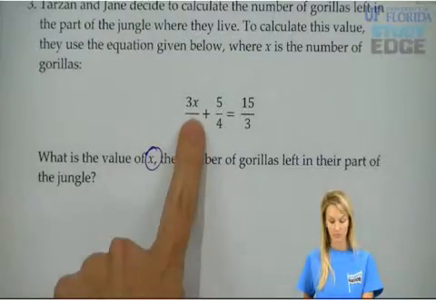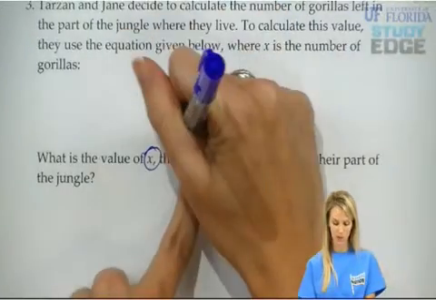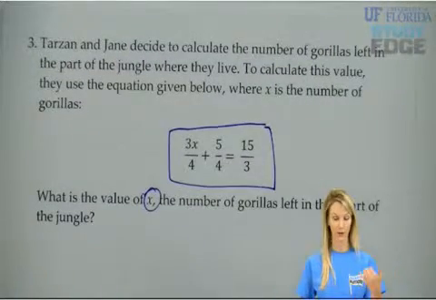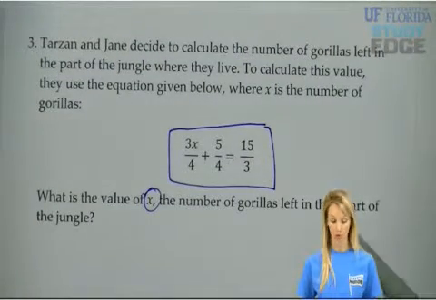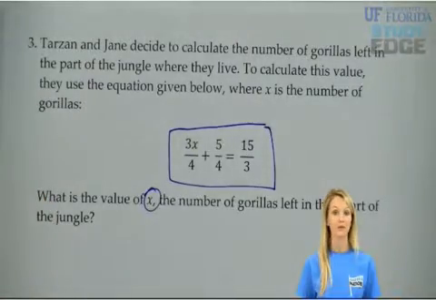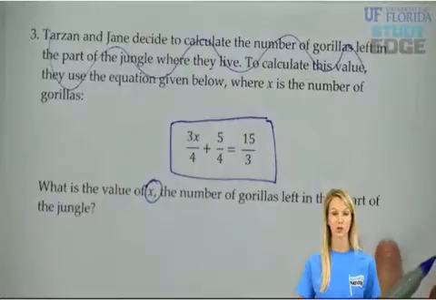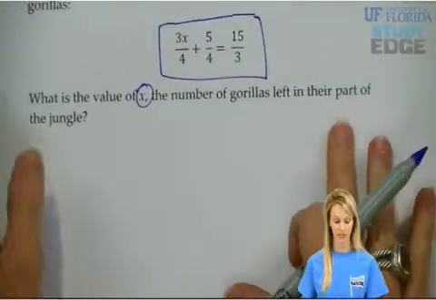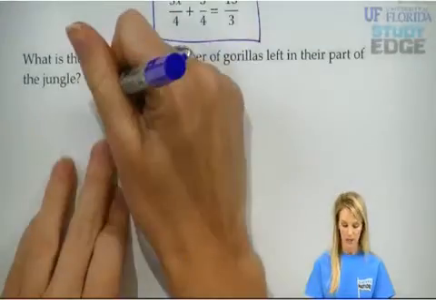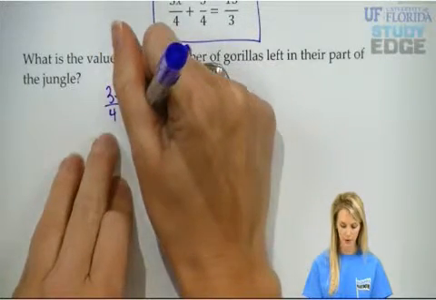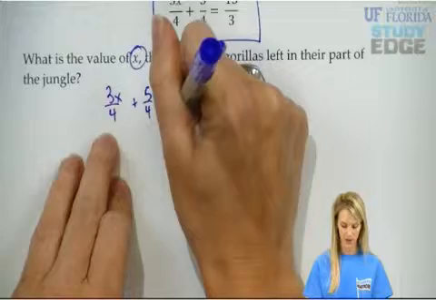Well, where is x? X is in this equation. Do we care about any other piece of this problem? Do we care that we're looking for gorillas? No. Do we care about Tarzan and Jane? No. All we care about is solving for x using this equation. So I'm going to rewrite this equation and work off of that. So we have 3x over 4 plus 5 over 4 equals 15 over 3.